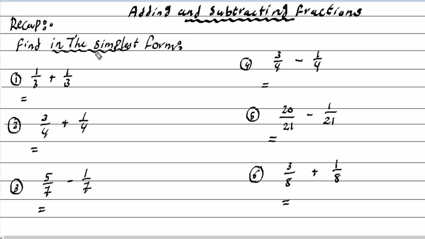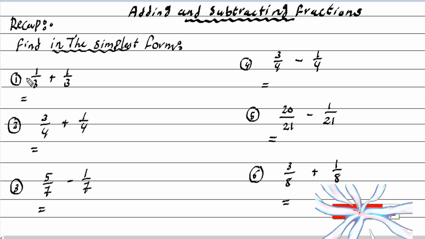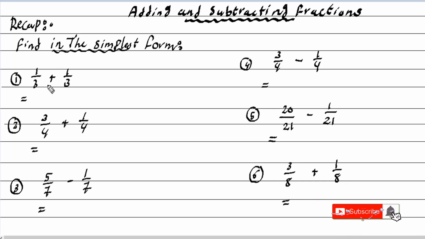Recap. Find in the simplest form 1 over 3 plus 1 over 3 equals what? We have here two fractions with the same denominator. So how can we add? We studied before, we just write the same denominator, which is 3, and add the two numerators. 1 plus 1 equals 2. So the answer will be 2 over 3.